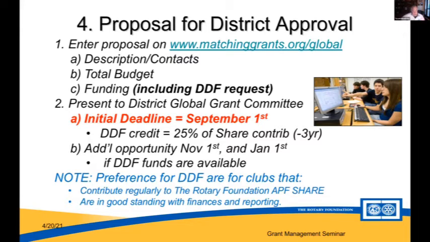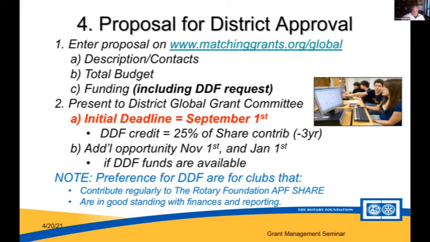So if you want to get $10,000 DDF and you know 4 clubs that have $2,500 available, if the 4 of you will send a letter or email to Paul and indicate that, then you're almost automatically approved for that $10,000. So it's just a good way in this first meeting for a club to designate how they want to use their amount of DDF. And then we will meet subsequently in November and in January.